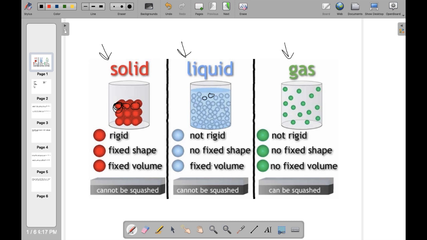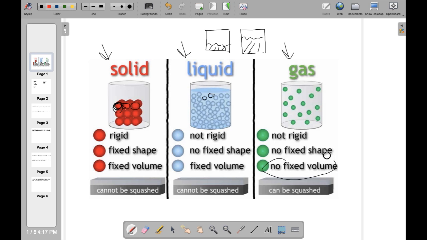It also has a fixed volume. So for instance, if I have a glass and I pour water in it, my volume is right here. Let's take another glass and I have more water. My volume is higher. See how the volume doesn't fill the container. So it does have a fixed volume.